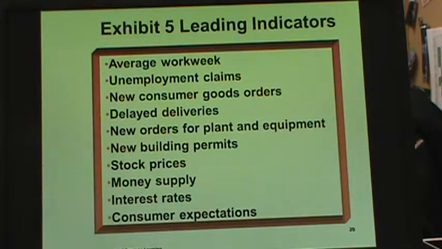which is our land, assets, buildings, cars, those kinds of things. New building permits, stock prices, whether they go up or down, money supply, whether it goes up or down, interest rates going up or down will indicate how much we buy as a nation and how much our GDP will go up or down. And then again, consumer expectations. These will all change, and as they change, they'll be followed by a change in GDP.